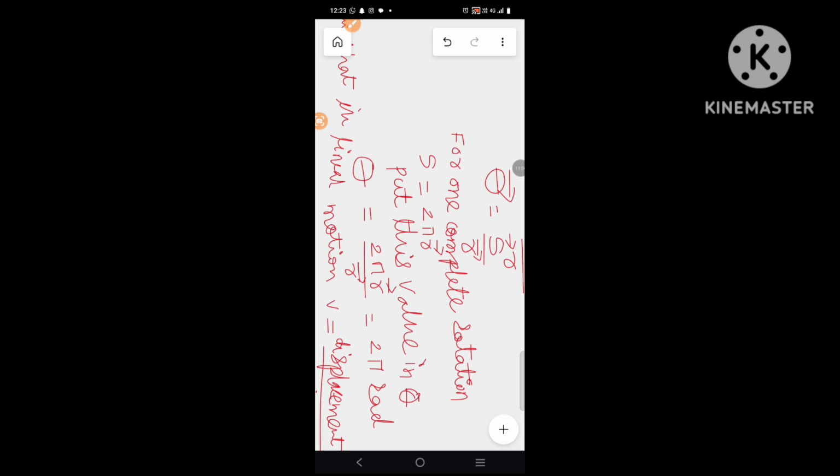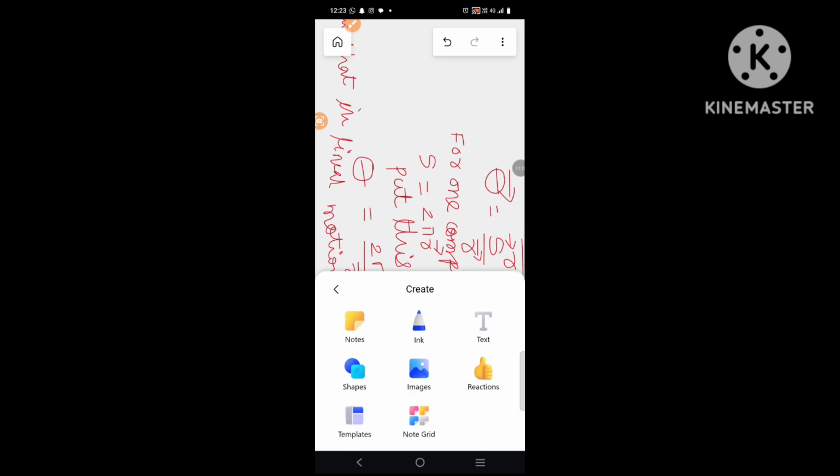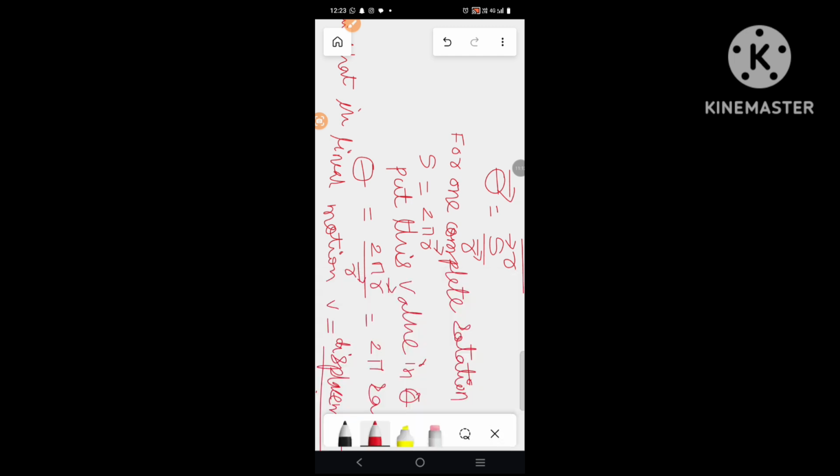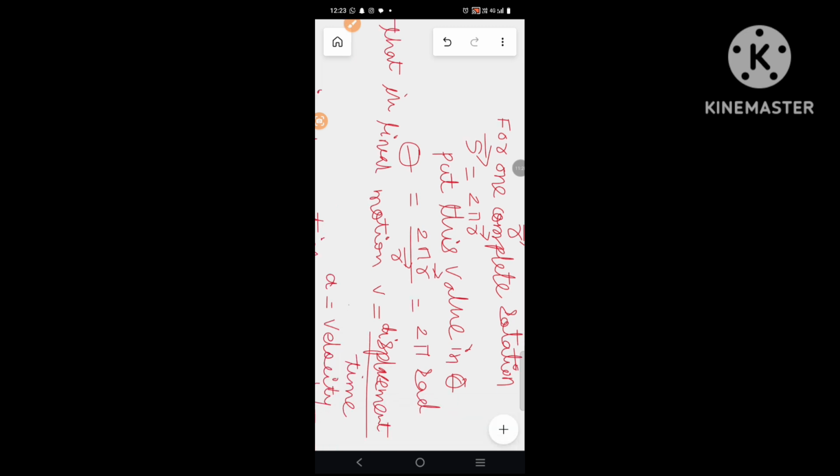For one complete rotation, the value of S is 2πr vector. Here S is a vector quantity. That's why the arrow is shown over the letter S. As you put the value of S in theta, you will get 2πr vector upon r vector.